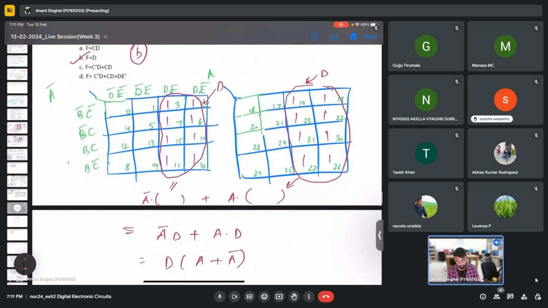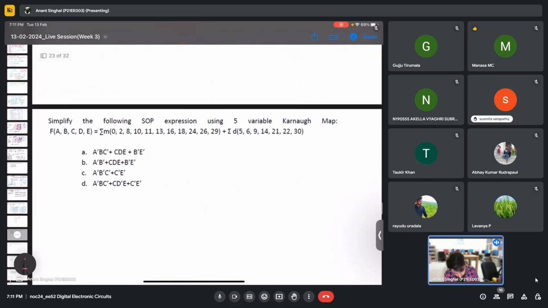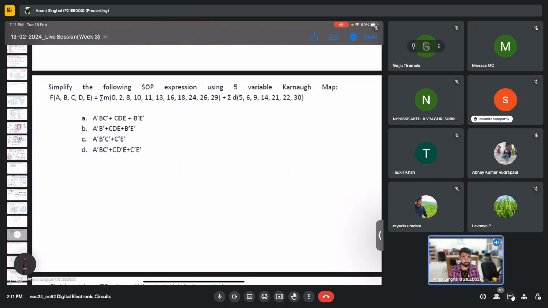Is there any doubt in this? Please ask straight away if there is any. This is an important concept. You might get several problems using a 5 variable K-map in your assignments. So is there any doubt? So fine, if there is no doubt, try to solve this. This is again a 5 variable K-map problem. You need to find the minimized expression. You can take 2 minutes.